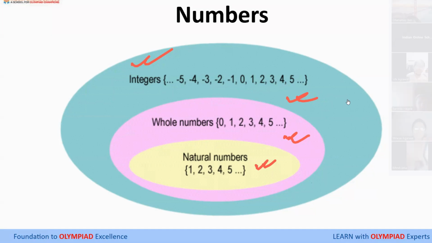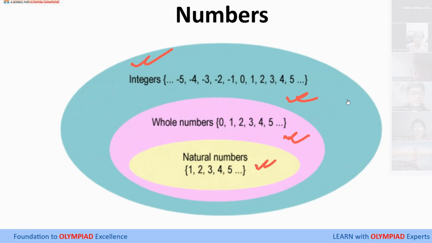Anybody want to try? Yes, Dhananjay. Ma'am, integers have a bigger value, like they have more numbers. Whole numbers have more numbers than natural numbers, but less than integers. And natural numbers have the least set of numbers. Okay. Anyone else? Atharva, you were trying to say.